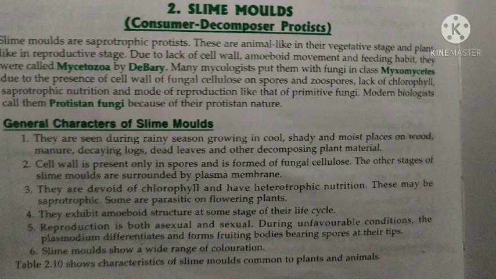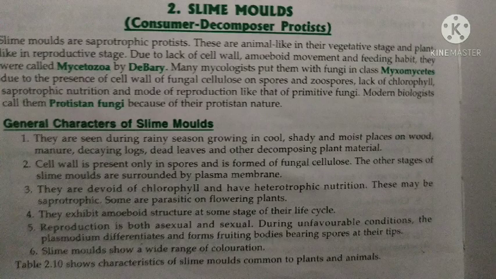So these are some of the general characters of slime mold, and two examples you should know, that is Fuligo and Physarum. These are two important examples of slime molds. So this was all about the slime molds.